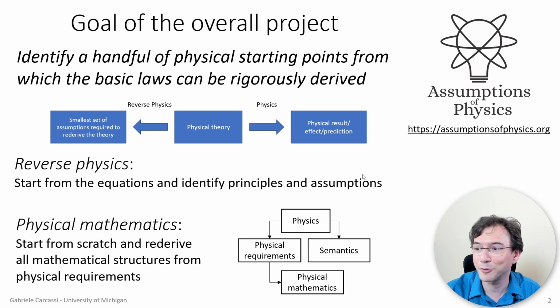this channel should probably already know that my project is called Assumptions of Physics, and the aim is to identify a handful of physical starting points from which the basic laws can be rigorously derived. So this is the idea that in modern physics we are just given a physical theory with a mathematical structure, and it's not really clear where that mathematical structure comes from, and the idea is that we want to tease out a certain set of assumptions or principles from which we can actually derive the mathematics, so that we know what the physical theory is describing.